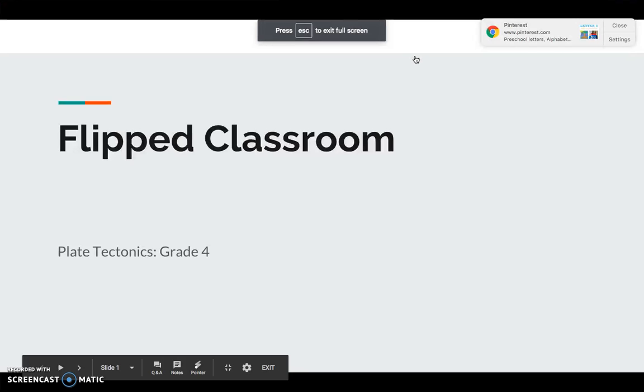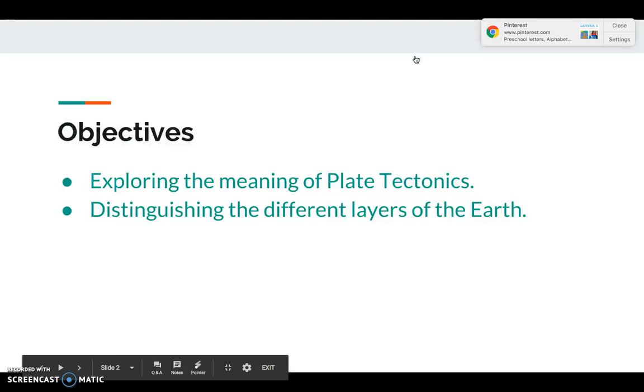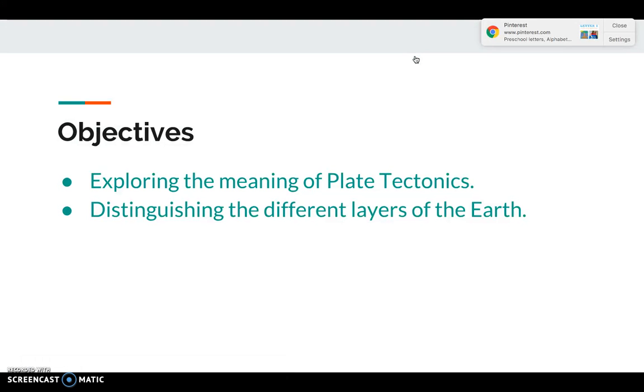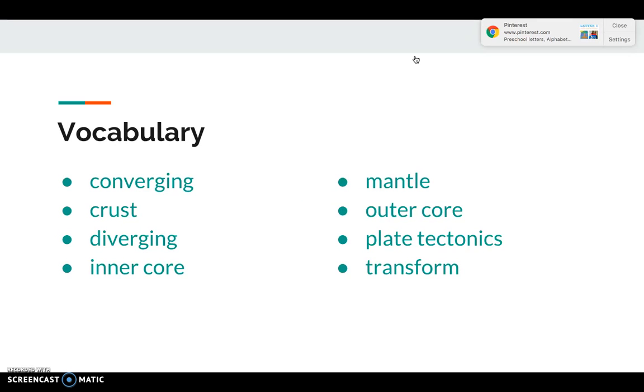Hello class, today's lecture is on plate tectonics. Our objectives for today are going to explore the meaning of plate tectonics, and we will be distinguishing the different layers of the earth. Here are your vocabulary for the week.